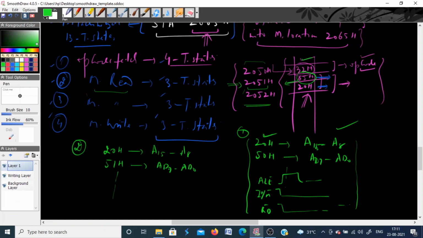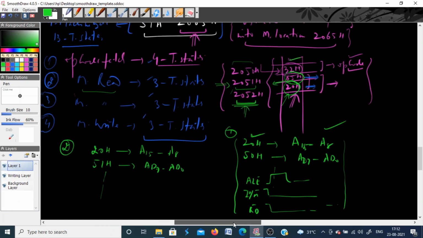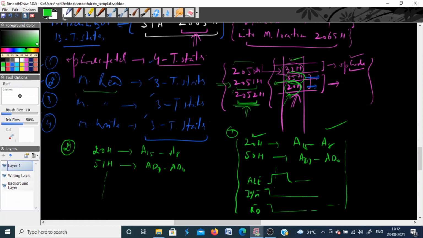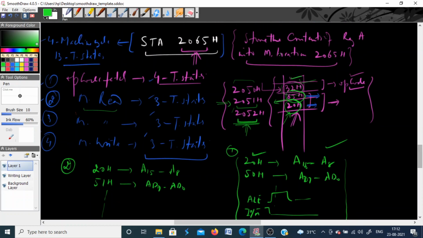Similarly, in the third cycle, 20h will come from the memory into the processor, and the address on the buses will now be 2052h, and the control signal will be generated in the same way. Now this instruction fetch was completed. It has fetched the instruction code, decoded it, and seen that it has to store the contents of A into some memory location whose address is 2065h. So that address is just fetched from the memory in the next 2 machine cycles.